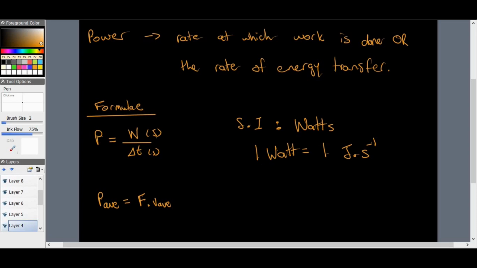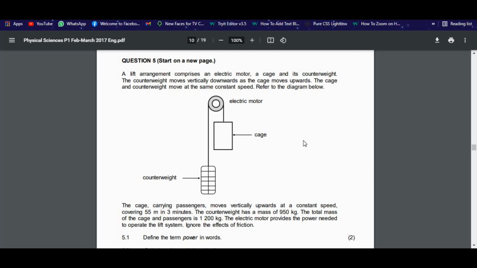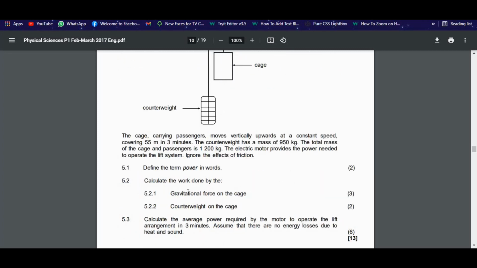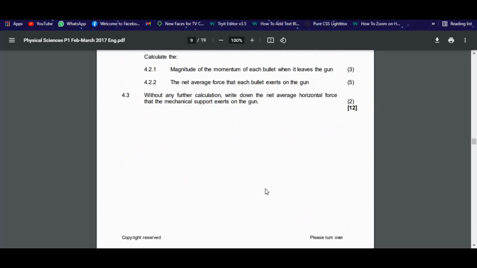So let's have a look at the question again. This is question 5, I think. Here we go. Question 5 just asks to determine, and then 5.2.1 was calculate the gravitational force, etc. So I want to check question 4 quickly.